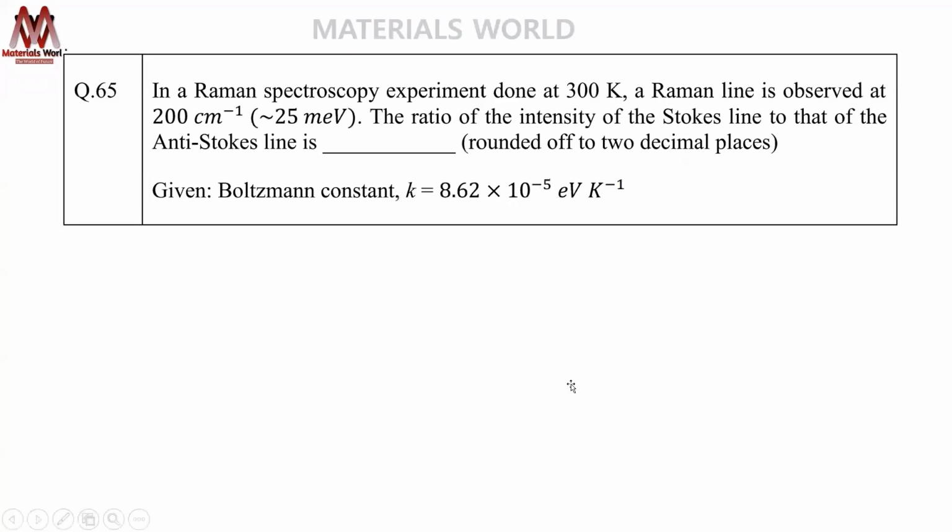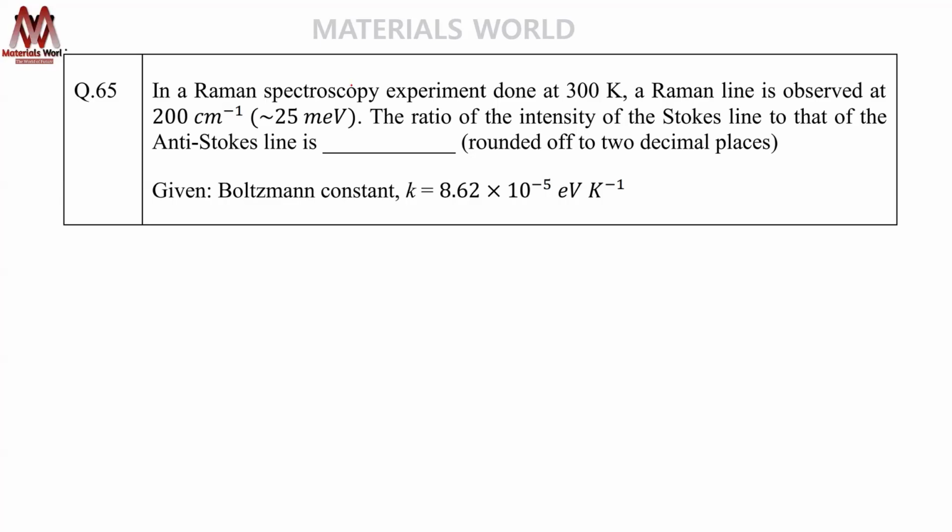Now the next question was also very interesting, because it was a completely new concept. If one really understands the concept behind observing different Raman lines, whether anti-Stokes or Stokes, both are Raman lines only, then you can easily write the expression for the ratio. It's very easy.